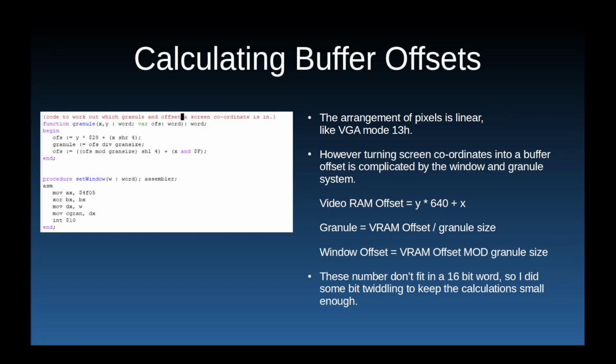However, the windowing system complicates things, as we need to determine where in video RAM the window should be placed, and the position within the window that a pixel resides. I do that by determining the VRAM offset of the pixel, and use that to calculate the granule to move the window to, and the offset within it. The VRAM offset can be larger than a 16-bit number, but with a bit of clever math, I was able to do everything in 16-bit words.